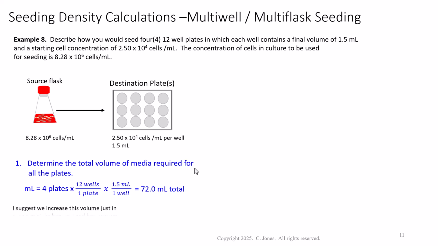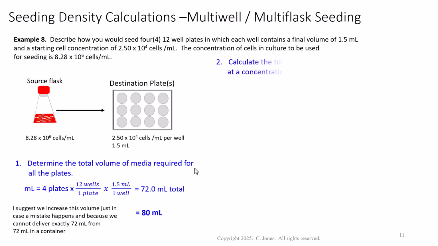For me, I decided that we're going to increase the volume in case a mistake happens and to have a little bit extra. So for me, it was easy to just go up to 80 mils. I arbitrarily chose 80 mils. You could have done 75 mils. Maybe you went all the way up to 100 mils. It doesn't matter as long as you do the rest of the calculations correctly. But 80 seemed reasonable to me. Okay, so we know our final volume is 80 mils.